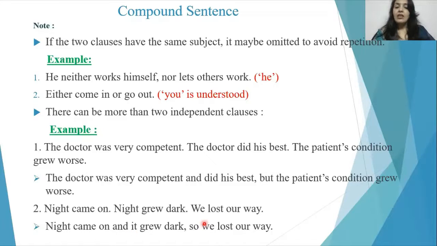We lost our way. This is the result. Due to the darkness, we lost our way. So we lost our way, and we used the connector "so" here. So by using the coordinating connectors "and" and "so", we joined these three sentences into one and it became a compound sentence.